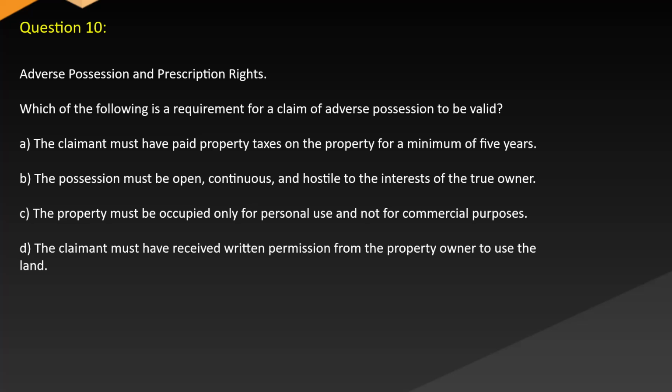Question 10. Adverse possession and prescription rights. Which of the following is a requirement for a claim of adverse possession to be valid? A. The claimant must have paid property taxes on the property for a minimum of 5 years. B. The possession must be open, continuous, and hostile to the interests of the true owner. C. The property must be occupied only for personal use and not for commercial purposes. D. The claimant must have received written permission from the property owner to use the land.